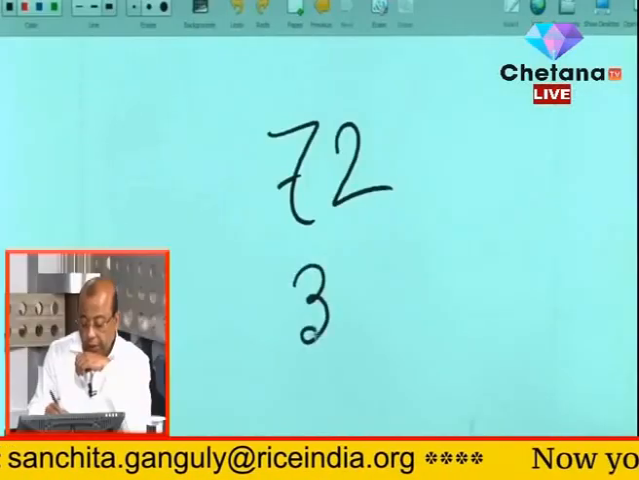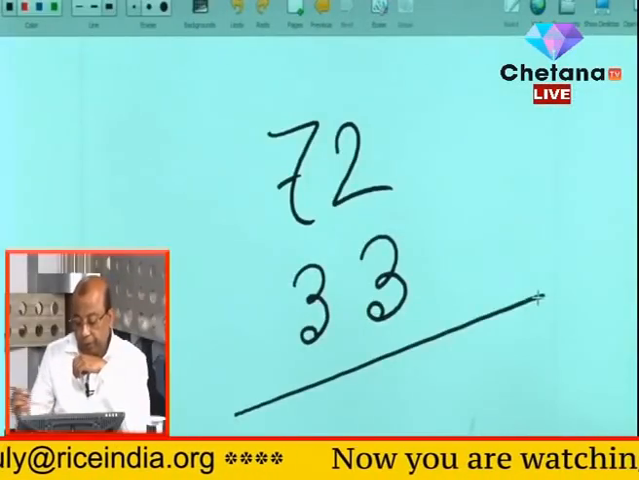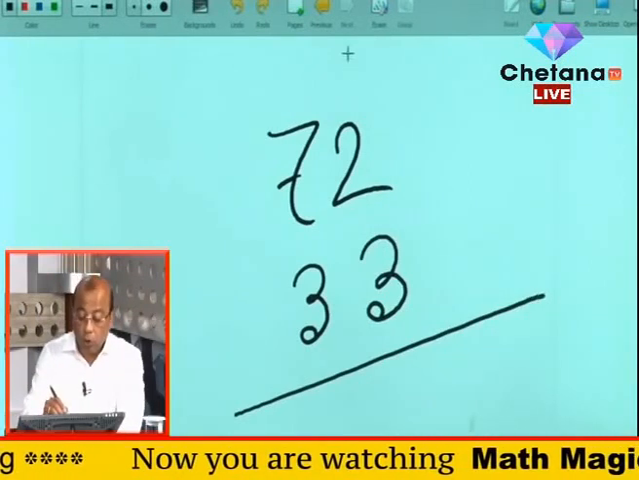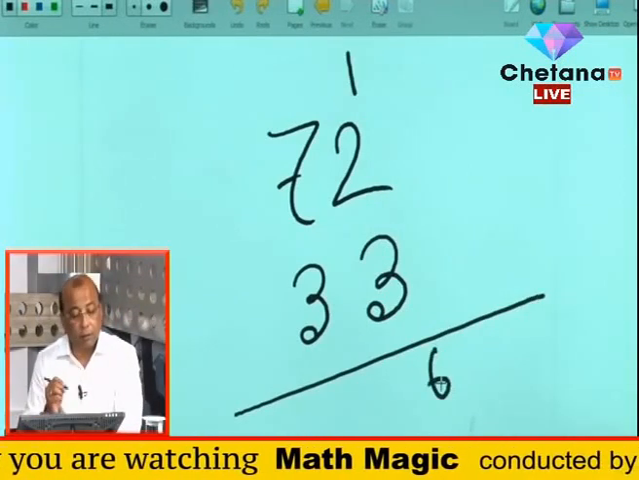But when we habituate it, there is no requirement of putting that figure, that is the straight and the cross and then the straight. Okay? So we can solve another problem. 72 into 33, straight. 3 into 2, 6.